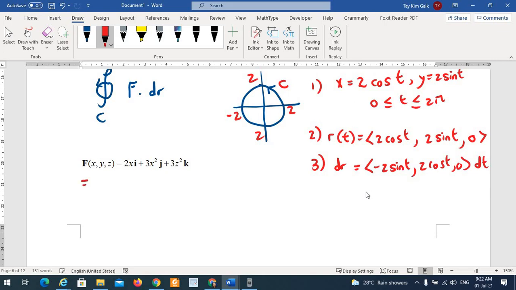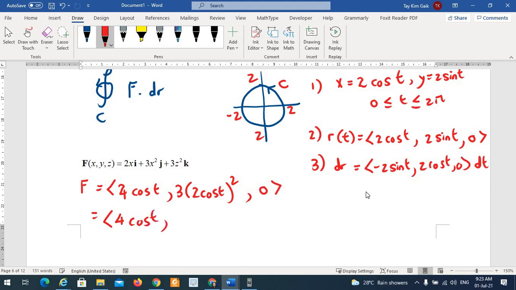Then f. Here you have to change it into the parametric equation. x is 2 cos t, so 2 times 2 in total is 4 cos t. y is 3x squared, 3 times 2 cos t squared. z is 0. Simplify your f: 4 cos t, 12 cos squared t, 0.